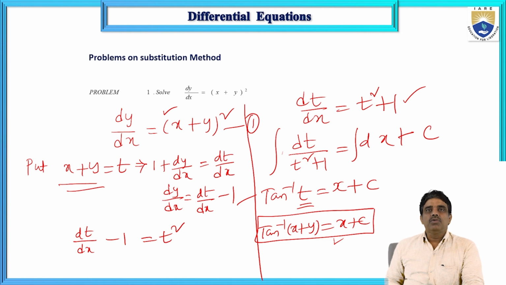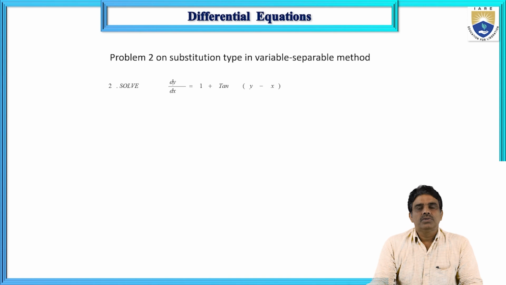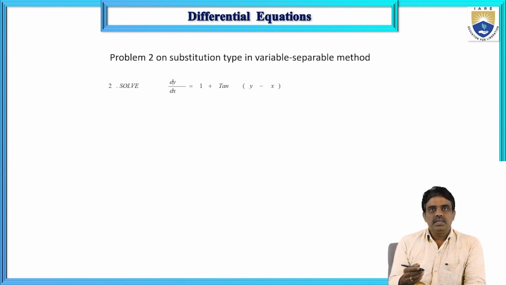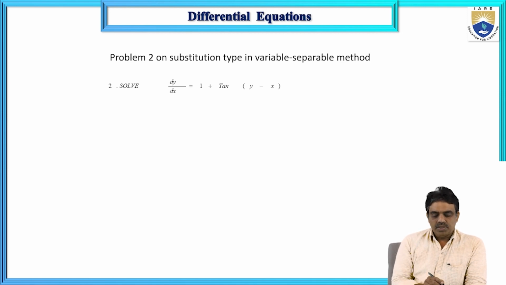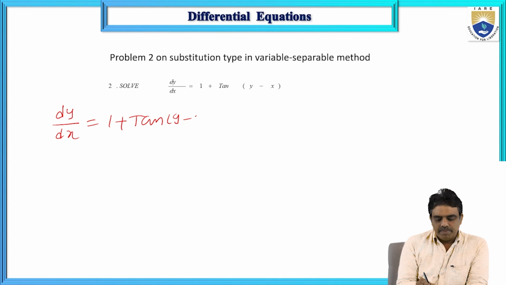So similarly, we'll go to another problem with the same substitution method. Here dy by dx is equal to 1 plus tan of y minus x. Just replace it like that, then you can reduce it easily. I will show how to separate, then you do it on your own.